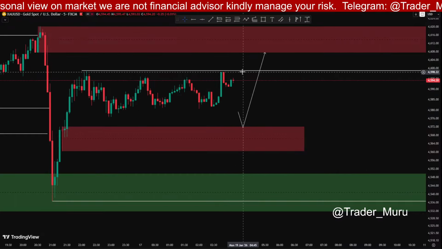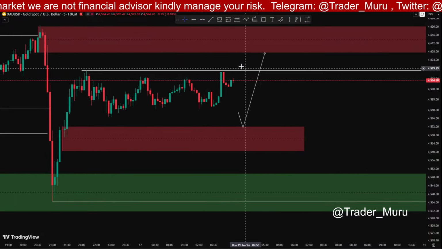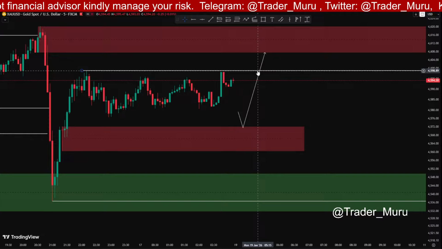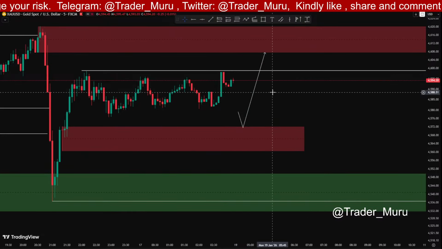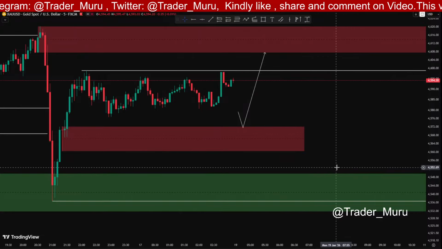Okay, but if price sweeps these highs before testing this zone, then don't enter long from here. Price will just bounce a little bit from here and again drop.